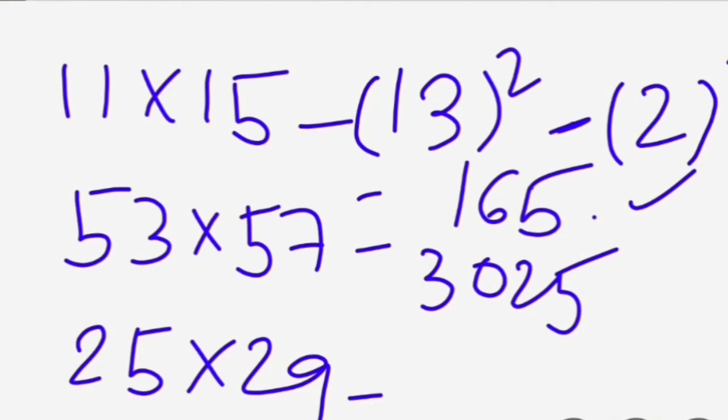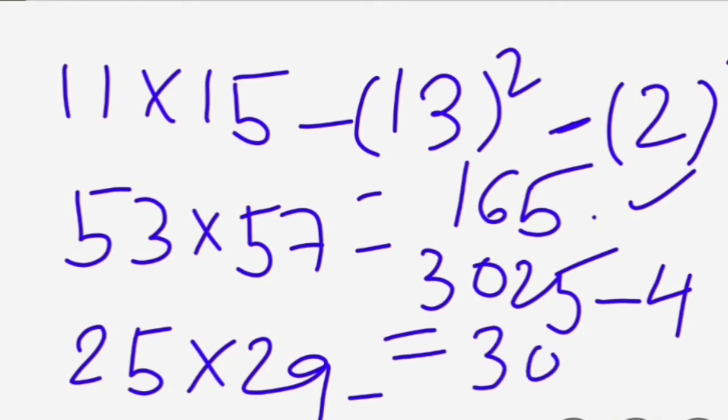So half of that, it would be 2 square. So minus 4. Okay, 3025 minus 4 would be 3021. That's it. So hope you understand this process, friends. If you understand, do this as homework.